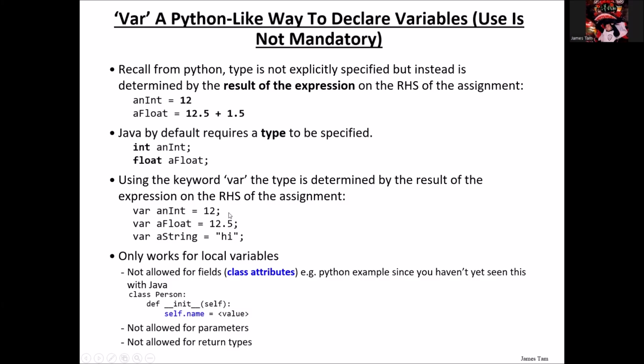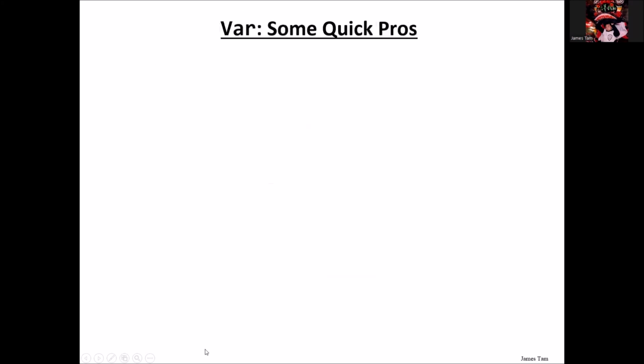There are limitations to the use of VAR. It only works for local variables. It doesn't work for other cases, such as declaring what we use the term class attributes for. They're the pieces of information that get associated with each instance of a class. In this case, I'm using a Python example because we haven't talked about defining classes in Java at all. So we can't actually use VAR here. Unlike in Python, where the type is determined by its expression, we actually have to specify a type here. We can't use it for method parameters in Java, nor can we use it for method return types. So that's a limitation.